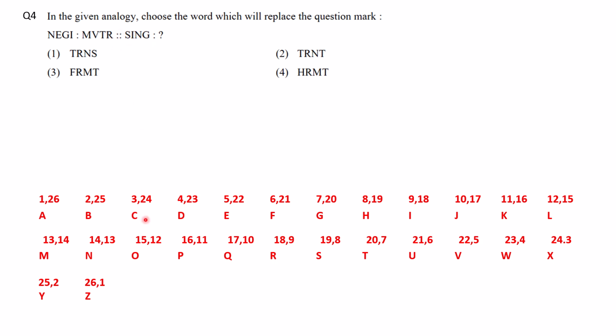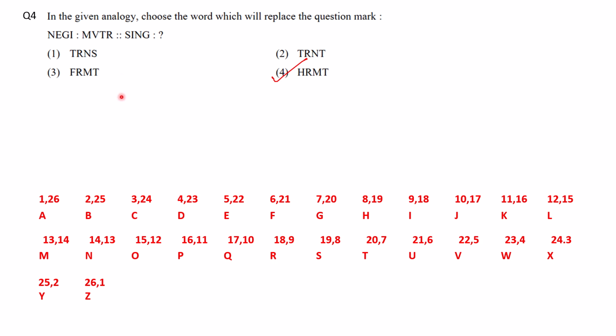So same way you have to do for S also. For S, the forward direction is 19 and in the backward direction 19 is H, and if you see the options, only option 4 has H. So you can directly write the fourth one is the correct option. So hope it is clear to everybody how to solve these types of questions.